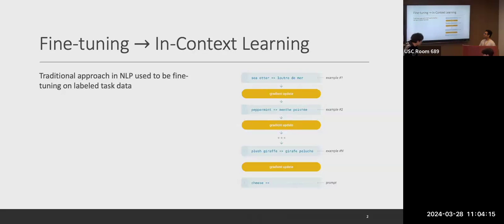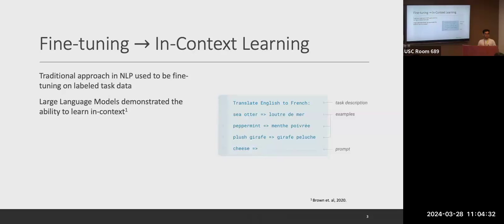Originally, the traditional approach used to be to fine-tune a model on labeled task data, where you would take instances to gradient updates, and then once you're done training, you would pass a new test input and use the model on that. But more recently, with the emergence of larger language models, they demonstrated an ability to solve new task instances, just given a prompt comprising a task description and a few examples. For instance, they could translate English to French, given examples like sea otter is loutre de mer and so on, and then just a test input, and more likely than not, they will give you the correct translation.